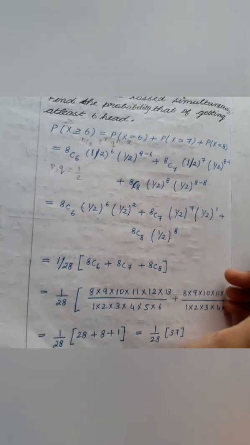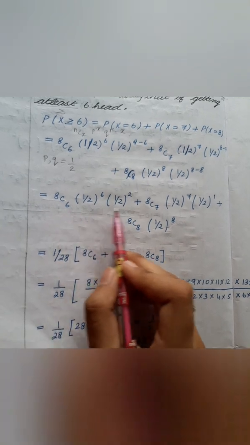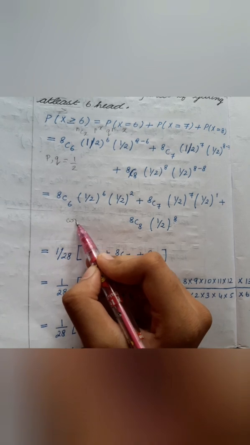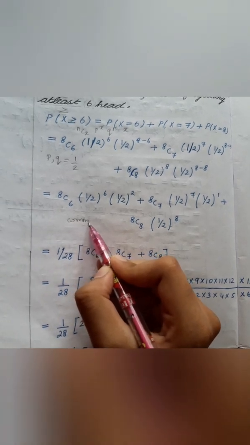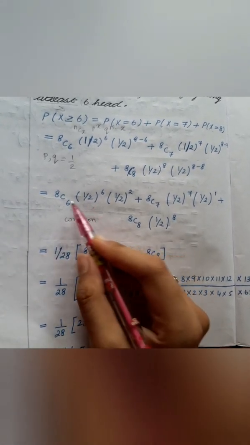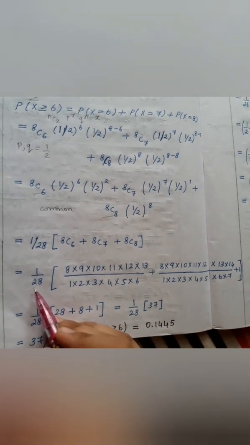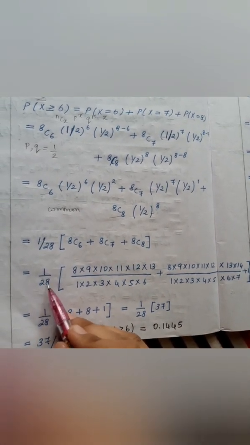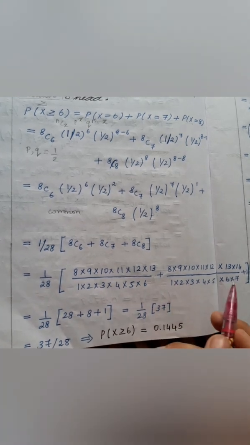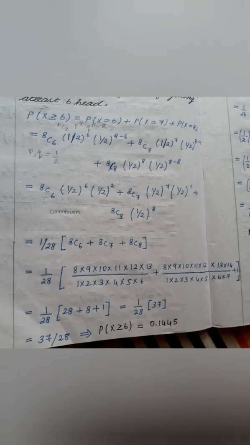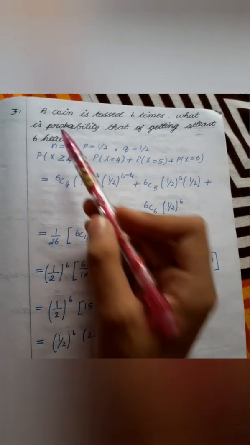Similarly for the other terms. Then after substituting, we take common 1 divided by 2^8, because in every step there is 2^8. So 1 divided by 2^8 into that, then we substitute the nCx formula and proceed like this. You can easily solve this. If you have any doubts, you can ask in the comment section.